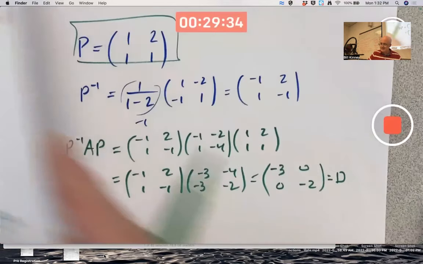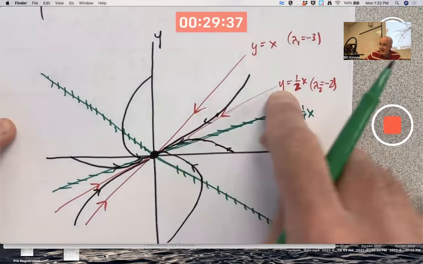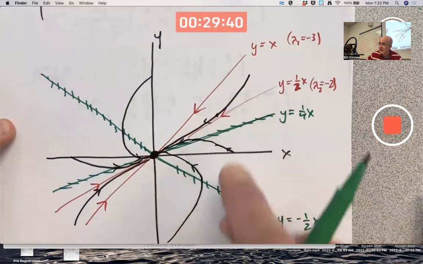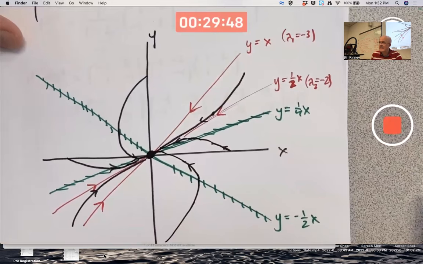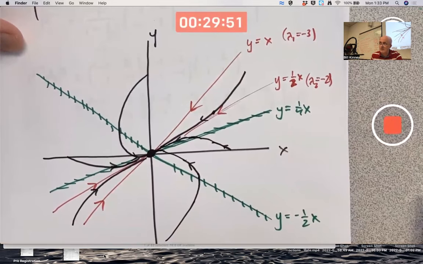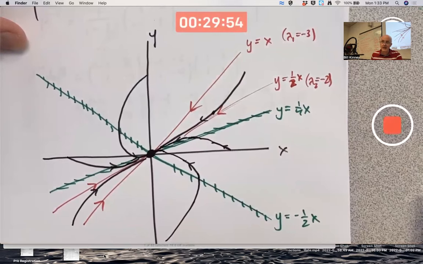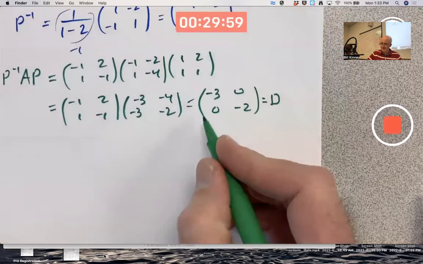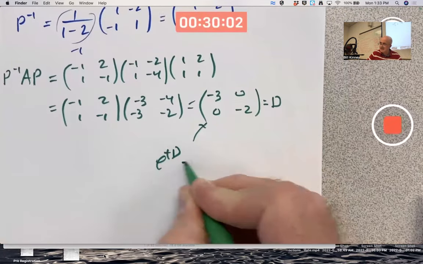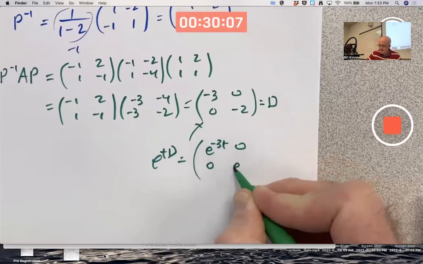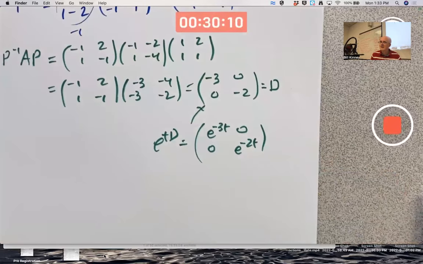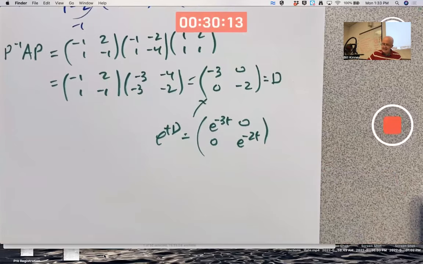In the new coordinate system, which corresponds to these lines, the straight line solutions being a skewed coordinate system, the system is completely decoupled and very easy to solve. In particular, the matrix exponential is very easy to solve for. e to the tD is also a diagonal matrix looking like this.